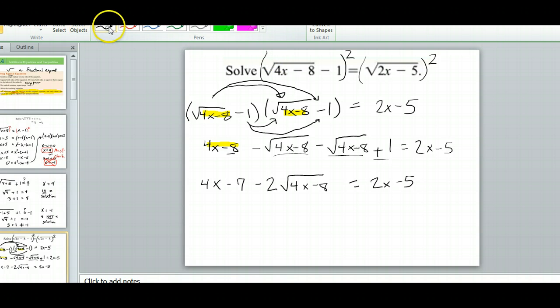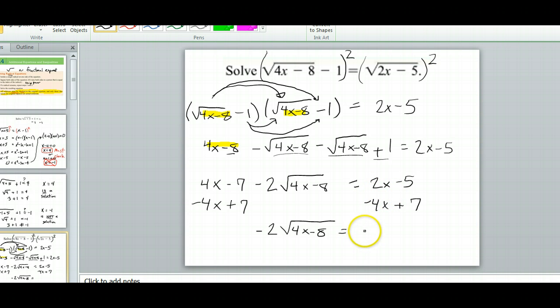So I'm going to take this 4x and this 7 over to the other side, and I'll have a negative 2 times the square root of 4x minus 8 equals 2 minus 4 is negative 2x, and then negative 5 plus 7 is positive 2. Then I'm going to divide away this negative 2 only because these are already even. It'll be an easy division to do. Divide away the negative 2.